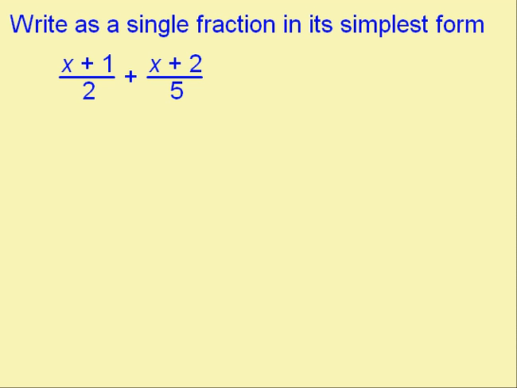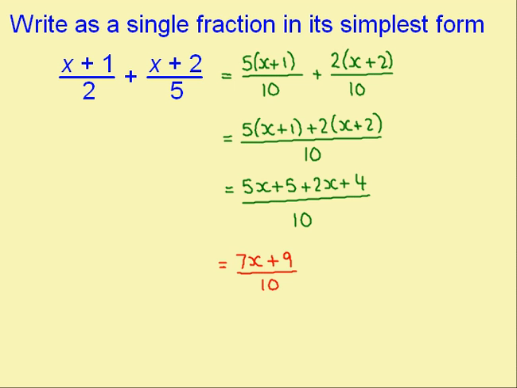Here's one for you to try. Press pause and have a go. When you're ready, press play. Here's the answer.